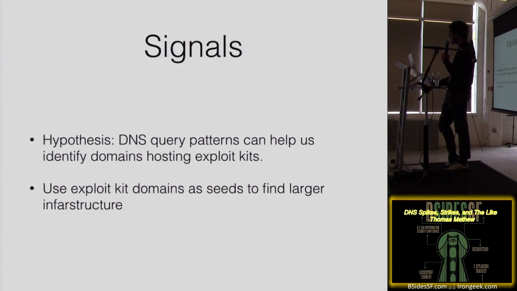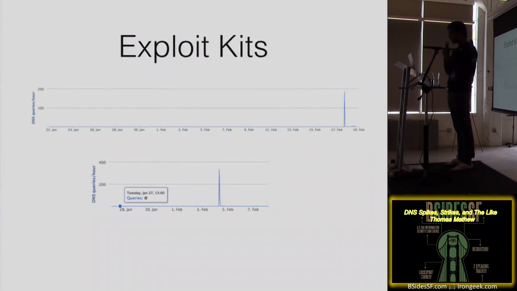But in order to gather the seeds, we have no method of using passive DNS to find the initial exploit kit domains themselves. And that's why we want to use recursive DNS data to help us catch these new domains. So right here is a traffic pattern of two exploit kits that came up in, I guess, mid-February. As you can see, for about the previous 2 weeks, there's absolutely no traffic. And then suddenly, in a matter of 1 to 2 hours, there's a large spike.